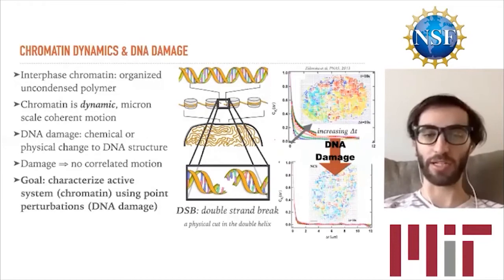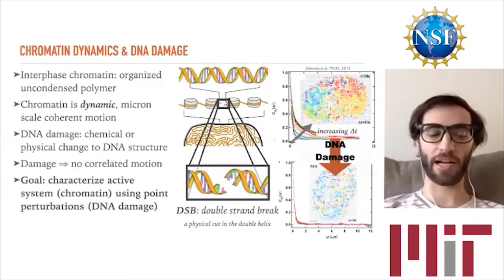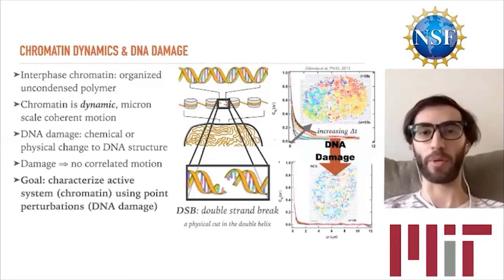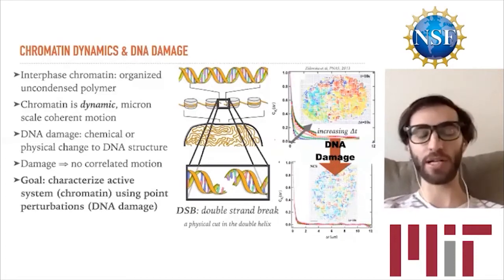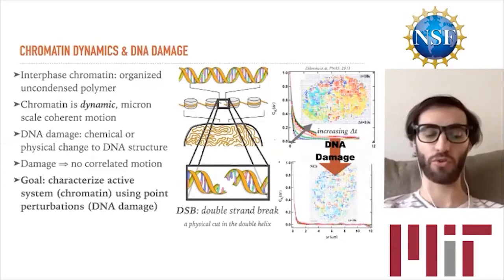So how is this related to physics? We're all interested in active, far from equilibrium physics, and chromatin is the perfect model system to study these never at equilibrium phenomena. Meanwhile, DNA damage is a point perturbation that should let us carefully study the local and global changes to active dynamics.